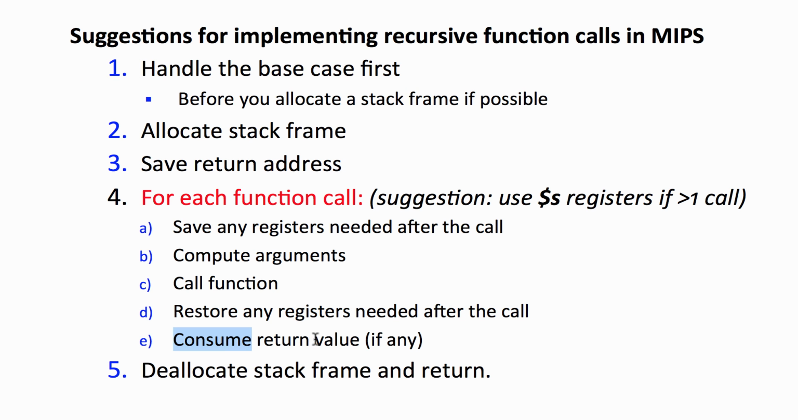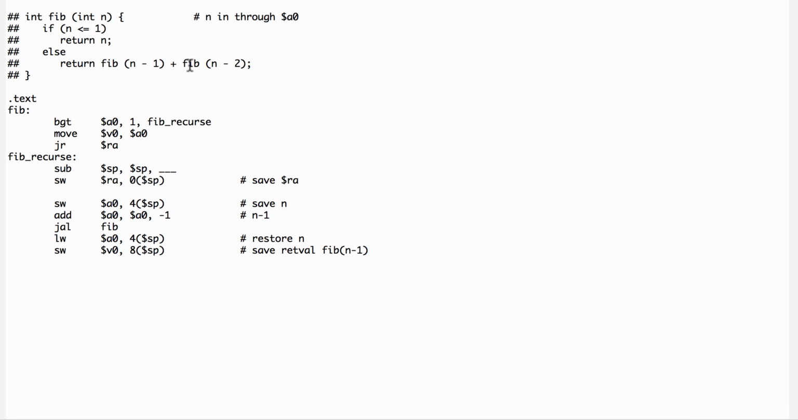We used the V0, we restored the n. Now we're ready to do this again for the second call to Fibonacci, fib n minus 2. In this case, what do we need to save? We've already saved V0, so there's nothing more that we need to save. The next step is to set up the argument. Again, we have n in A0, so we can set up the argument by now subtracting 2 from n. Remember, we saved n, we didn't save n minus 1. And now we can call fib.